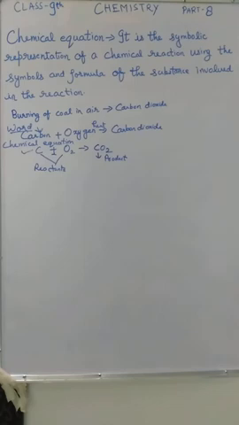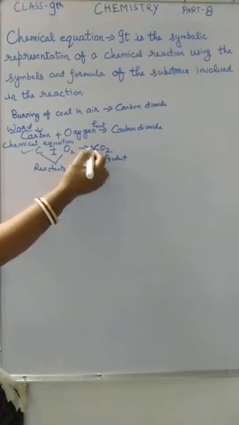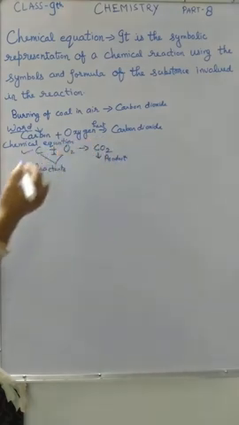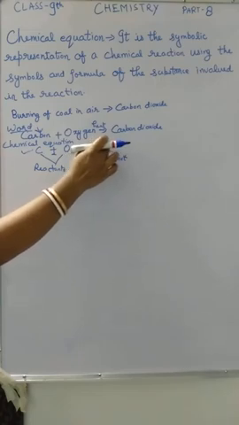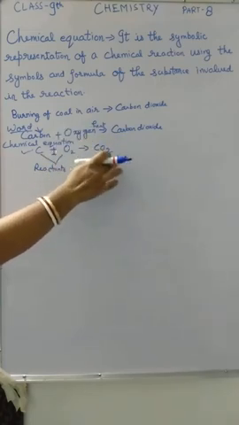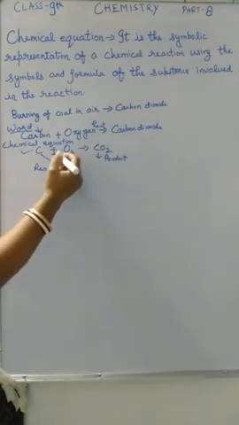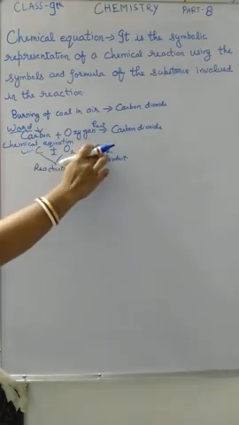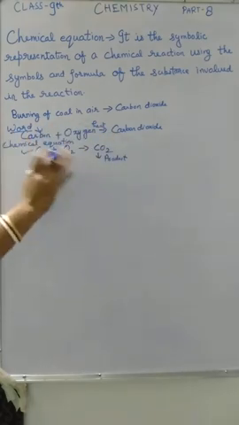Now the second step, write the symbols or the formula of the products on the right hand side. If more than one product is there, in between the products also you have to use the plus sign. Here only one product is there, so there is no need to use the plus sign.